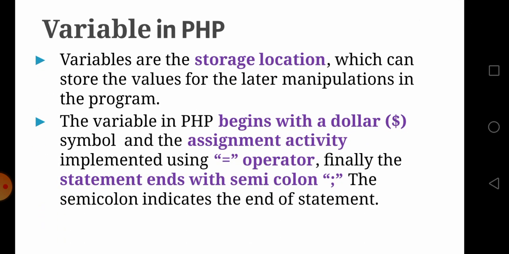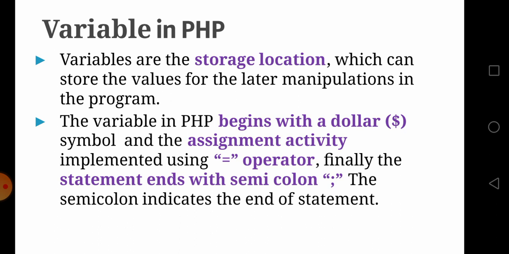Next, variables in PHP. For what purpose do we use a variable? It is used for storing values, and it is also called a storage location. A variable begins with a dollar symbol. It's an important 1 mark question. A variable begins with a dollar symbol, the assignment is done using the equal to operator, and the end of the statement is denoted by a semicolon.